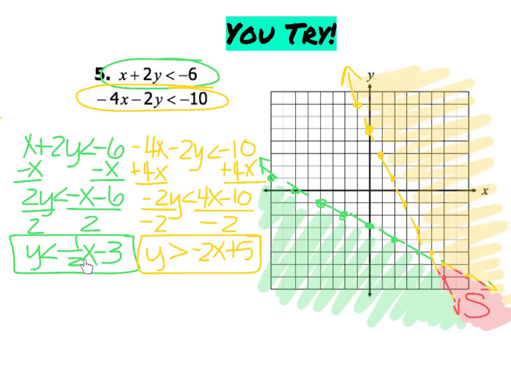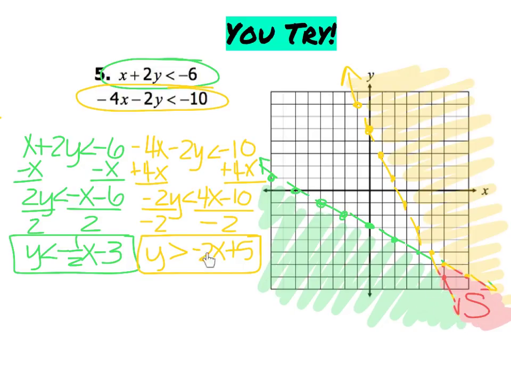All right, and we graph the green one, so we go negative 3, slope is negative 1/2, so down 1 to the right 2, down 1 to the right 2, and then to go in the other direction, we would go up 1 to the left 2, up 1 to the left 2, and we shade below that one.